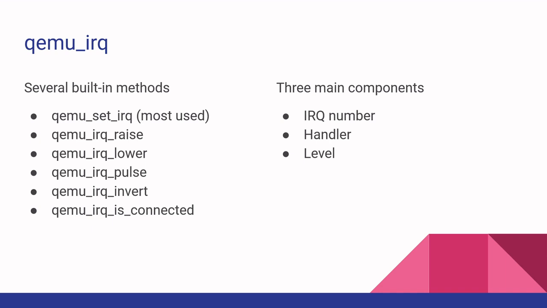Every IRQ has 3 main components. It has a number, a handler, and a level, and we will discuss each of those in a minute.